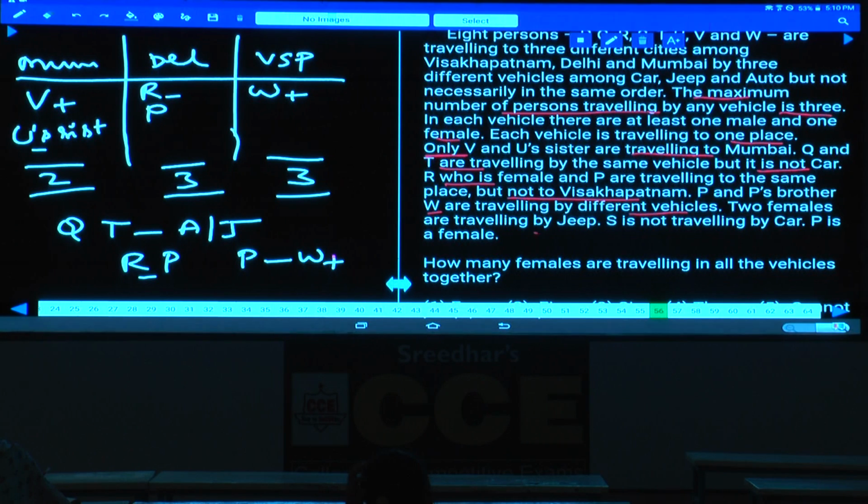2 females are traveling by jeep. As 2 females are traveling by jeep, and S is not traveling by car, what is the other information here? Q and T are the persons left over here. Now, these Q and T are traveling by a single vehicle, isn't it? That means, can Q and T travel to Delhi? No. Then Q and T must be going to Visakhapatnam. Q and T are traveling to Visakhapatnam.